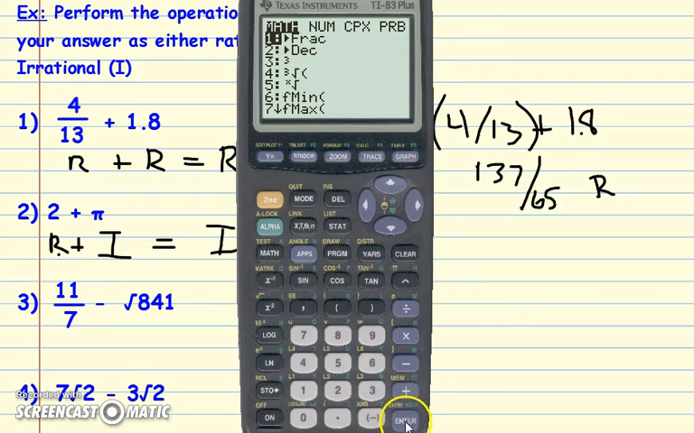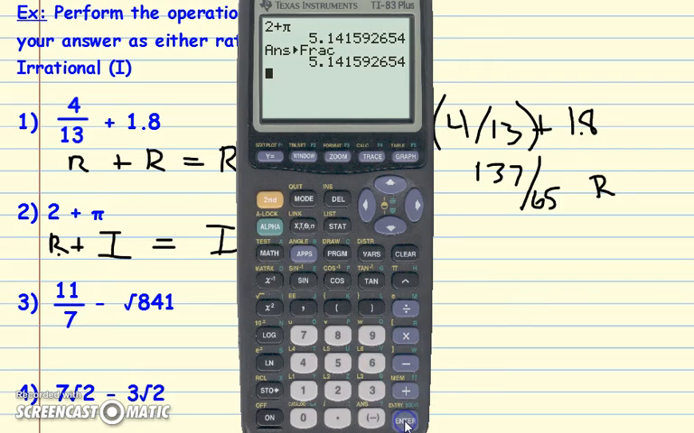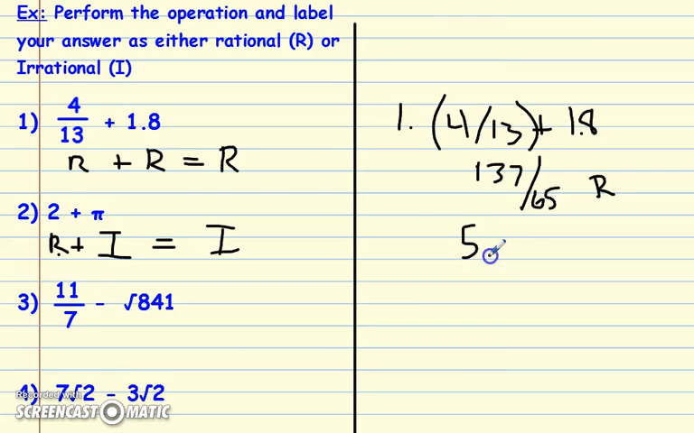Go to math. Let's see if we can make this a fraction. Hit enter. It stays a decimal. So when we change it to fraction mode, it can't be put into a fraction because it's not a rational number. So I know my answer is going to be 5.14159, and it keeps going because it's irrational. And I'm going to say it's irrational. Oh, and I forgot to show work, but it's just 2 plus pi.